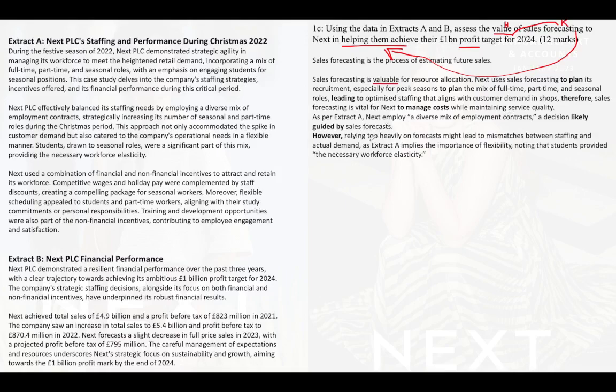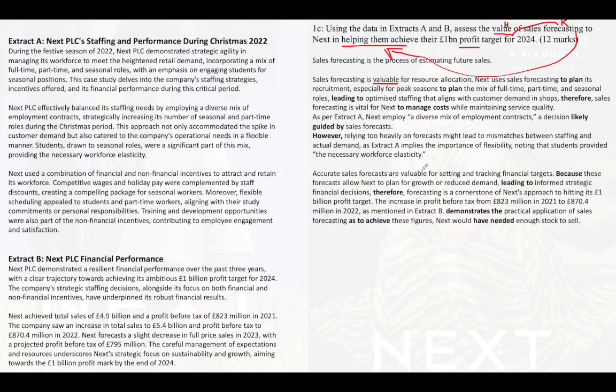However, question reliability of the data. Relying too heavily on forecasts might lead to mismatches between staffing and actual demand. Remember, up here is about staffing linked to sales forecasting. Down here it needs to be about staffing. Extract A implies the importance of flexibility, noting that students provide the necessary workforce elasticity. Okay? If it wasn't necessary, they would be really, really sure that their forecasts are accurate. They need that flexibility because, let's face it, forecasting are an estimate. It's a good guess. They can't tell the future.